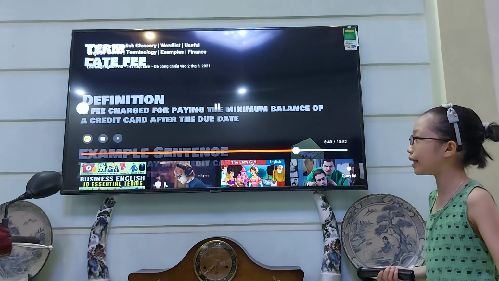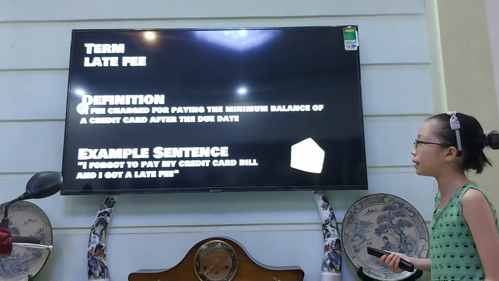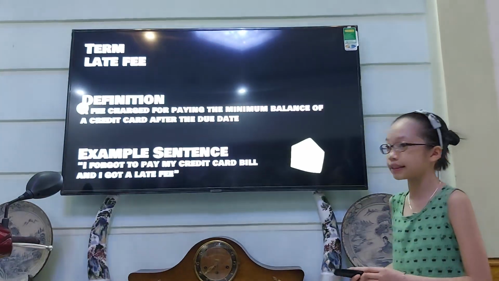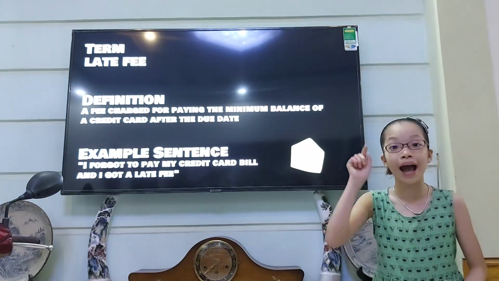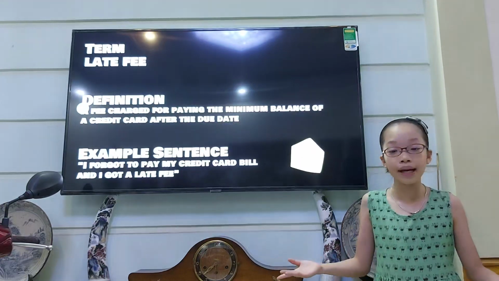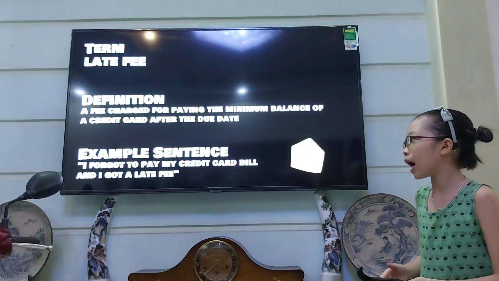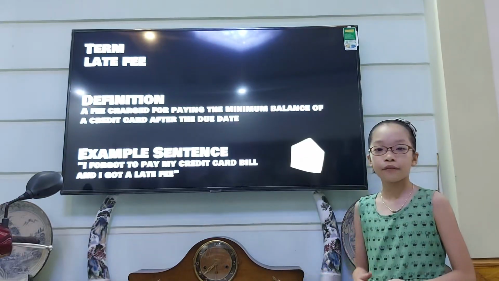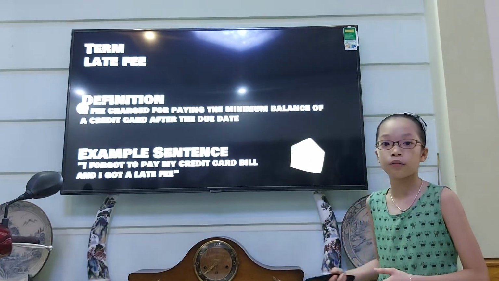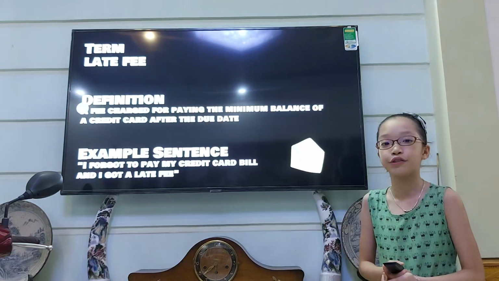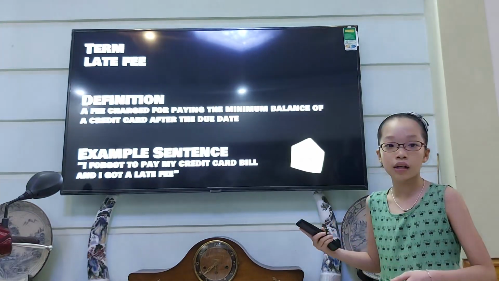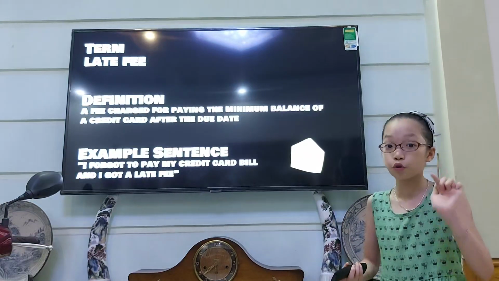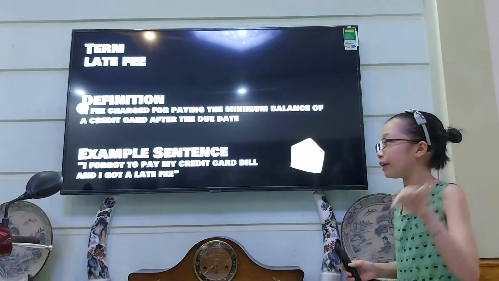We have late fee, a fee charged for paying the minimum balance of a credit card after the due date. So this date is due that you have to pay, but you don't pay it, so you get a late fee. I forgot to pay my credit card bill and I got a late fee. For example, the people at the bank will send you a late fee and you have to pay it straight away. Maybe you forgot, or maybe you don't have enough money to pay right on the due date. So you have a late fee.